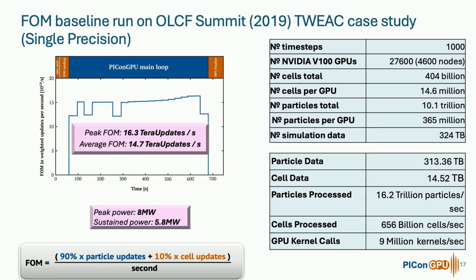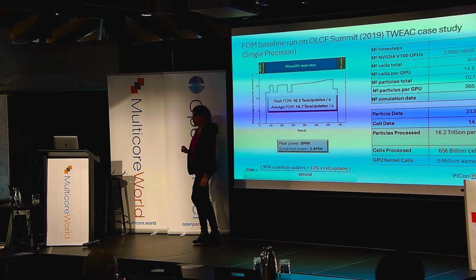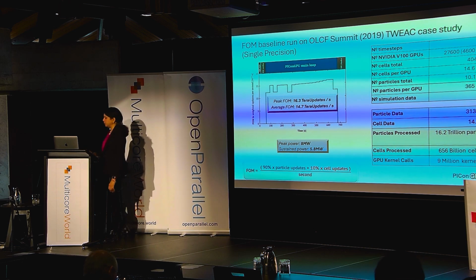This is your foam equation, and the idea is to get 4x times 16.3 teraupdates per second on Frontier, right? That's, again, a computational challenge. Peak and sustained power was so on and so forth. So this was our baseline where we started.